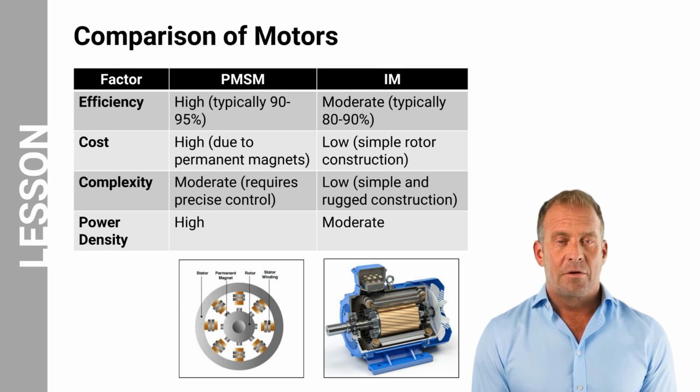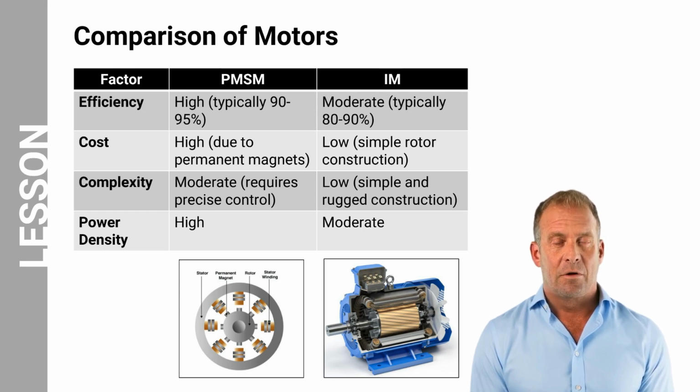Let us now compare the two main types of motors used in BEVs. PMSMs offer the highest efficiency among the motor types, typically ranging from 90 to 95%. However, they also come with the highest cost due to the use of permanent magnets in their construction. PMSMs have moderate complexity, as they require precise control to operate effectively.